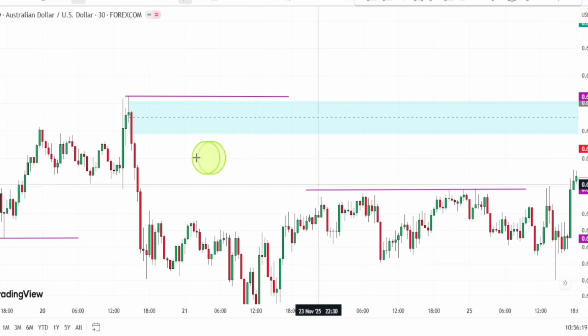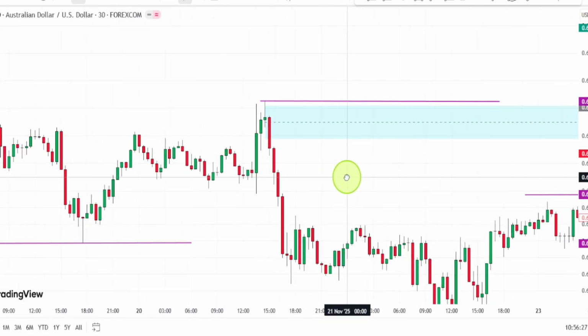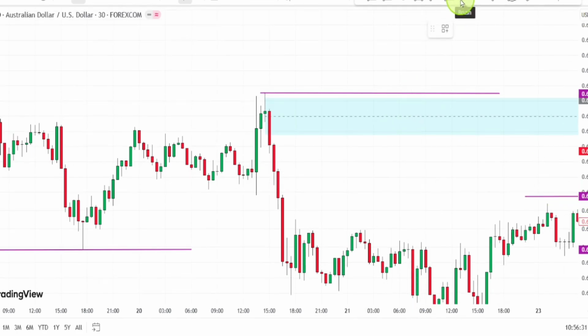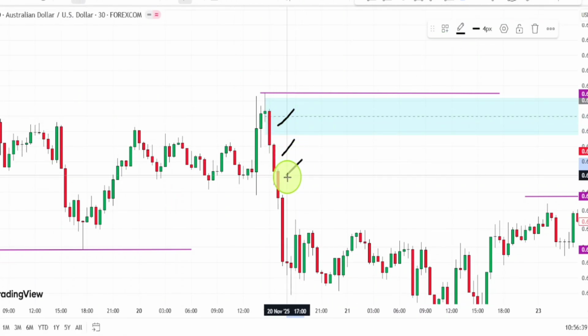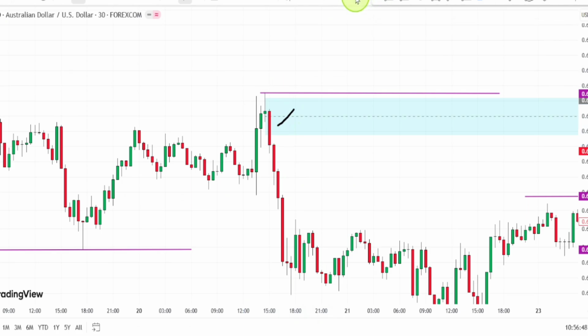So this zone becomes an order block zone. Why am I saying that? For a zone to be classified as an order block zone, look at the candles that form after the zone is created. The first candle, number 1, number 2, number 3, are strong candles. If they are strong candles, that means the zone created there is a strong value zone. That is an order block zone.